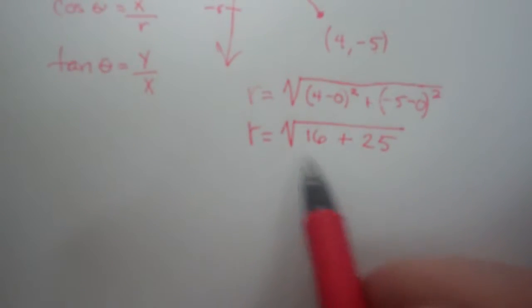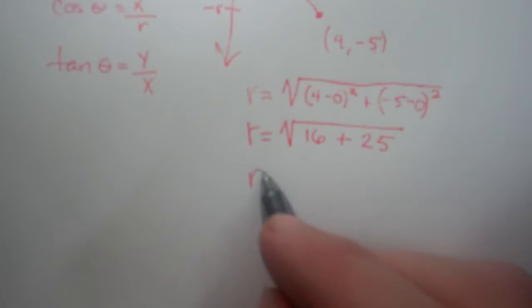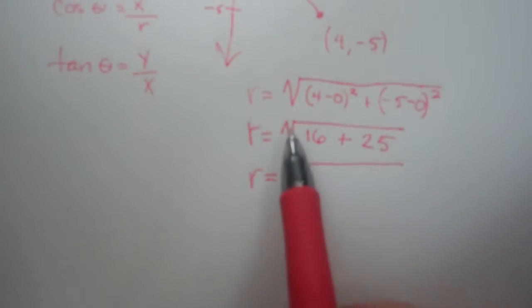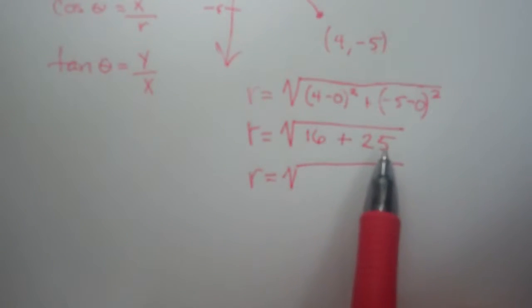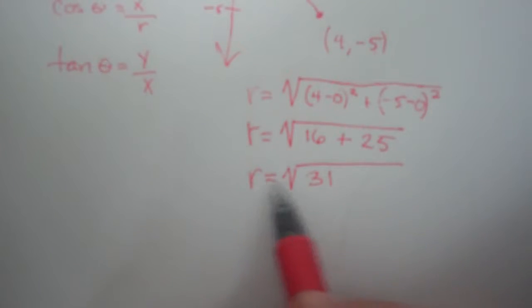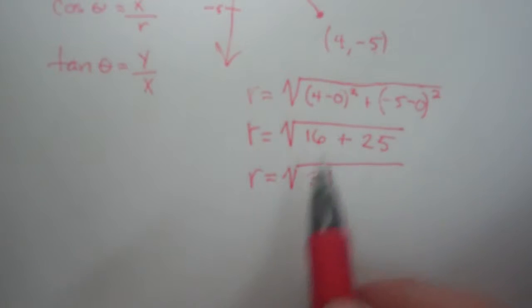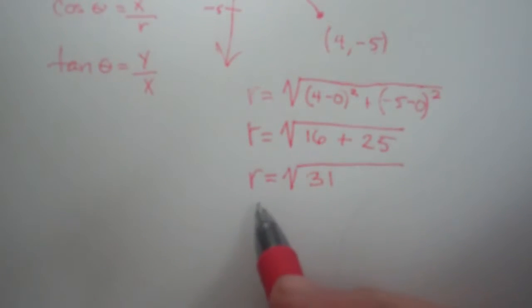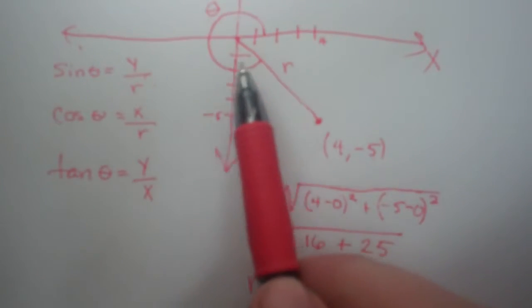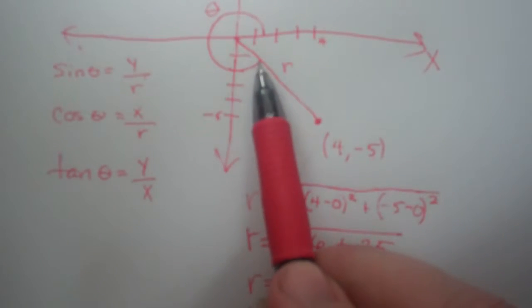So we have to add these together now. We have r is equal to the square root of 16 plus 25, so that'll be 20 plus 11, so this is 31. So we have r is equal to the square root of 31. 31 cannot be broken down any further, so the value of r is just radical 31. We can now find the sine, the cosine, and the tangent of this angle.